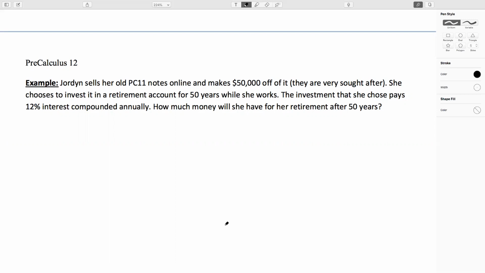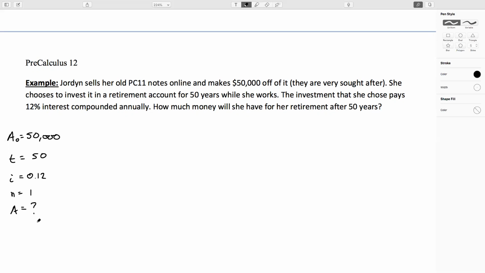So we've got to unpack the question. A naught is 50,000. She chooses to invest in a retirement account for 50 years, so T equals 50. The investment she chose pays 12% interest, so I equals 12%. 12 over 100 is 0.12. And it's compounded annually, so N equals 1. You don't know A.